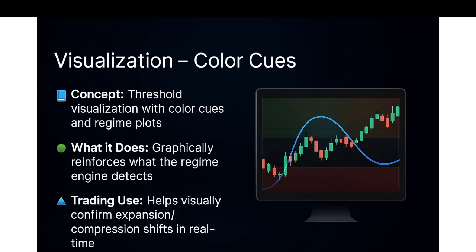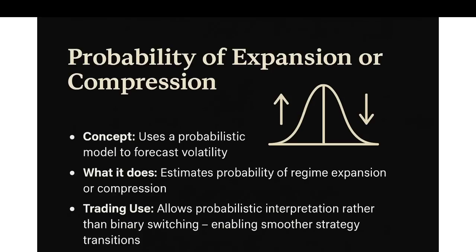Now VolQuant uses plot lines and color shading to mark expansion and compression zones. You get instant feedback on whether you are in a trending market or a congesting one, which is very critical for intraday action. Next comes a probability of expansion or compression.